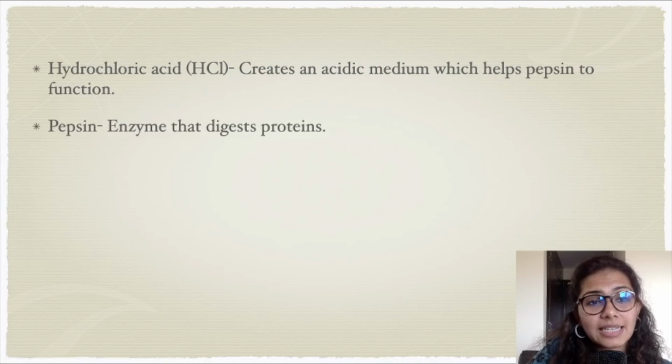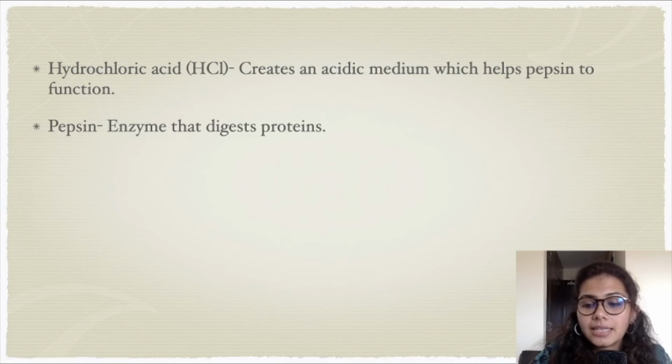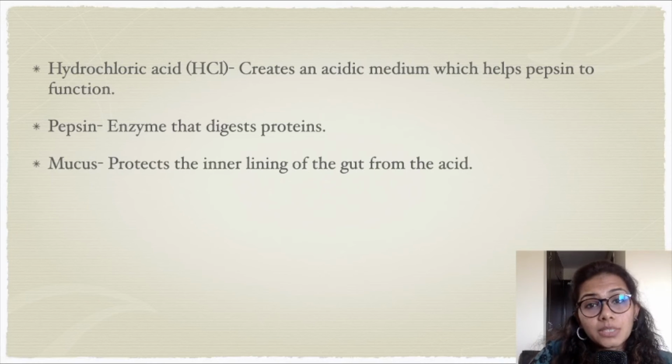Now, the second one, that is pepsin. Now the stomach is all acidic and ready for pepsin to act on. So what does pepsin do? It digests proteins. It's an enzyme that helps to digest proteins. And mucus. So what does the mucus do? It protects the inner lining of the gut from the acid.